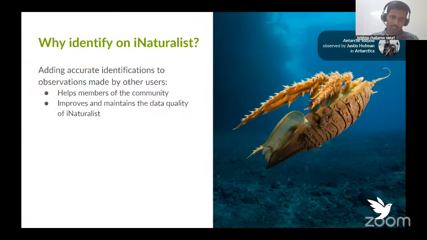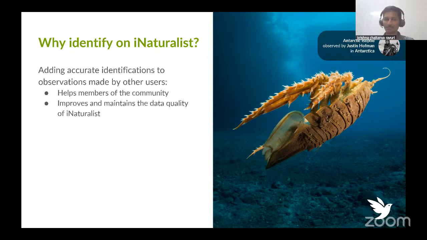Why identify? We always start with the why. For me, it's giving back to the community. Most of the plants and other things that I've learned are from iNaturalist, and for me it's a way of giving back. So I keep bugging some of the experts: how is this plant different from this plant? They look the same to me. How do you differentiate between them? Then I do get the answers.